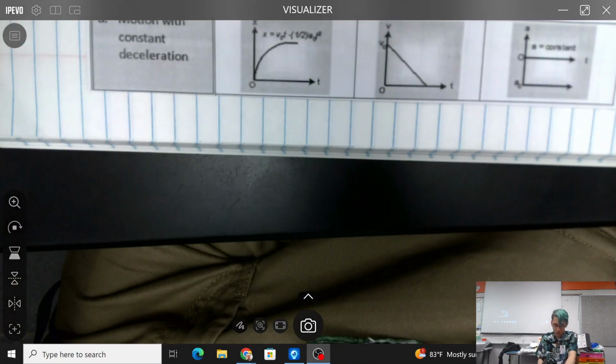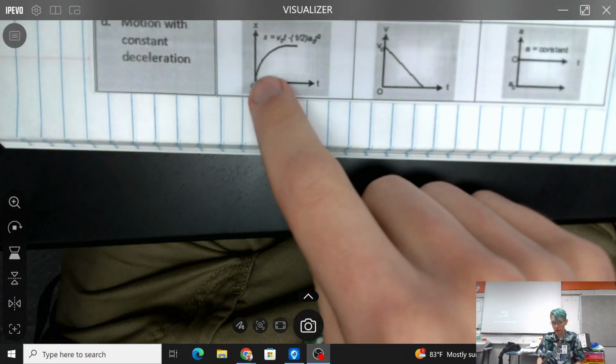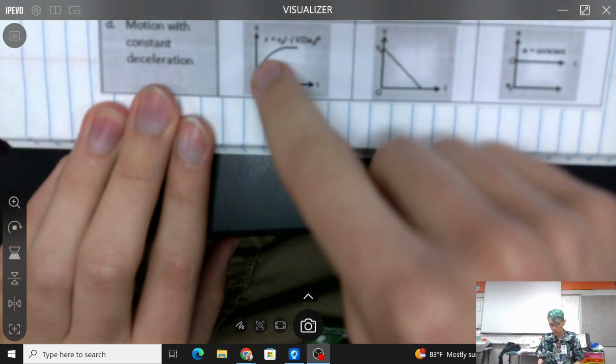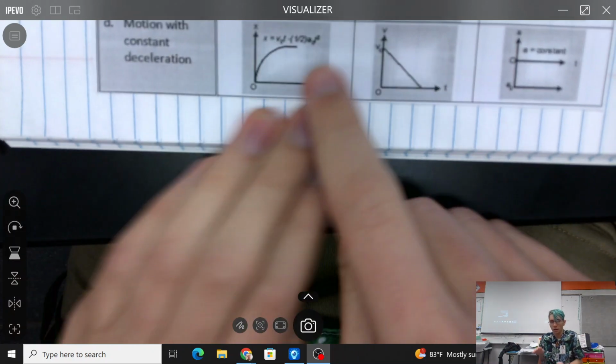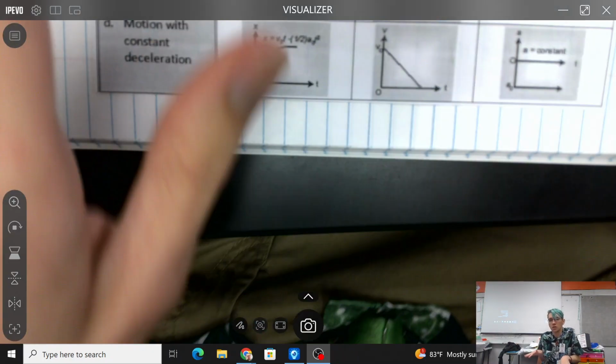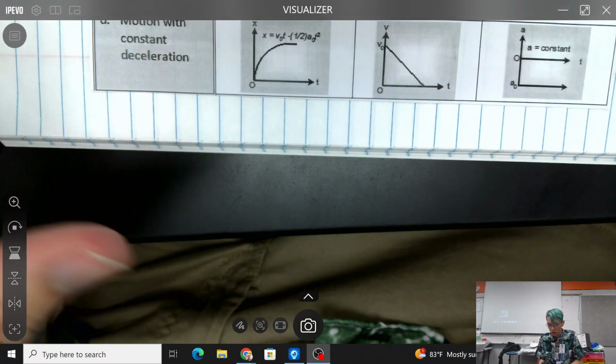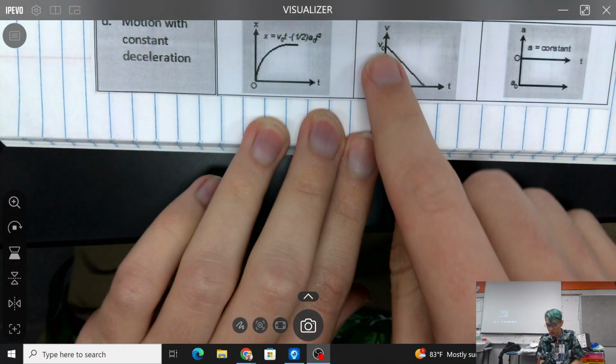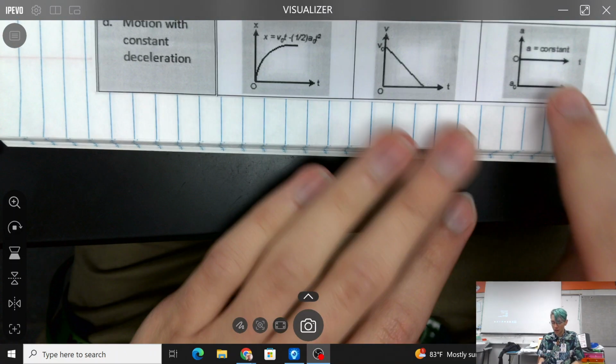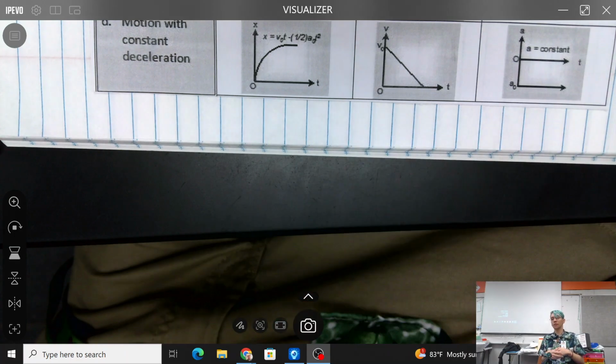Then, if we're constantly decelerating, let's say you throw on the brakes, we will get this kind of curve. Our position will slow down and we'll skid to a halt. Our velocity, once again, will go towards 0. It'll be a negative velocity. And our acceleration is a negative acceleration because we're decelerating.